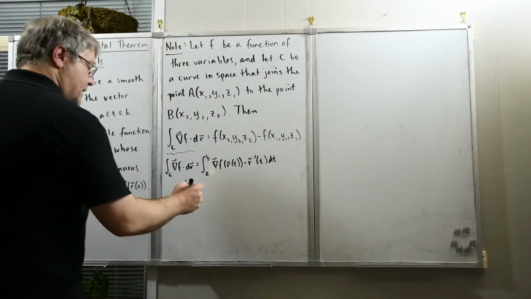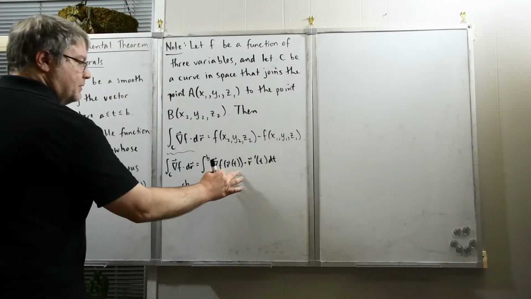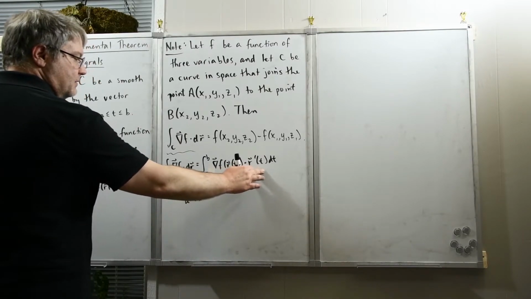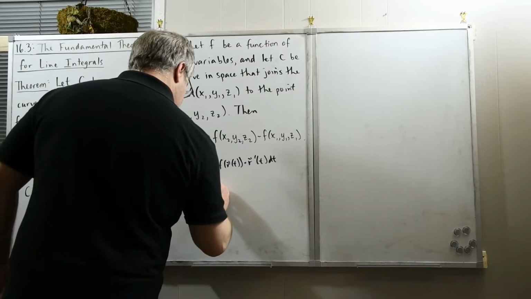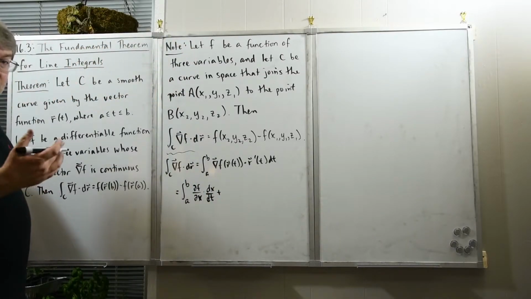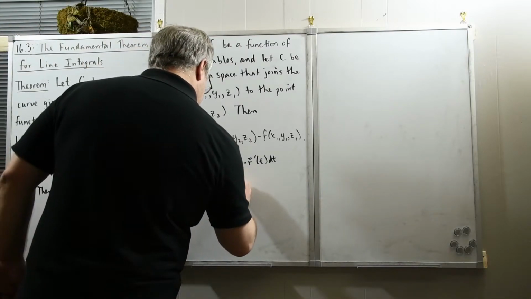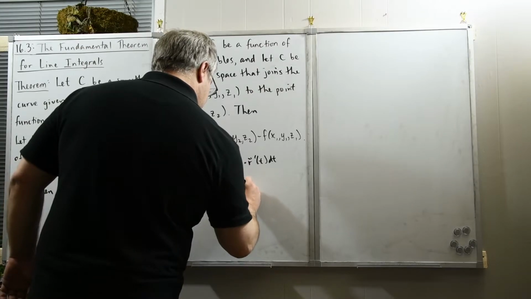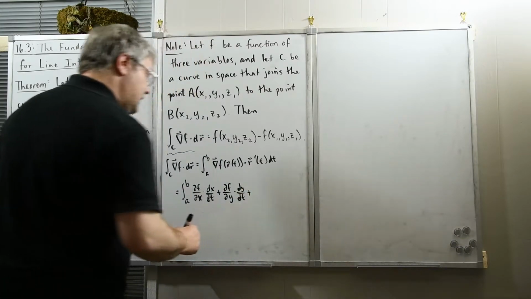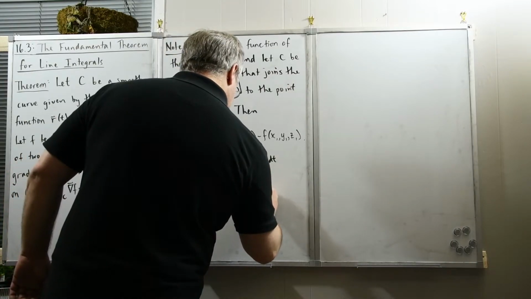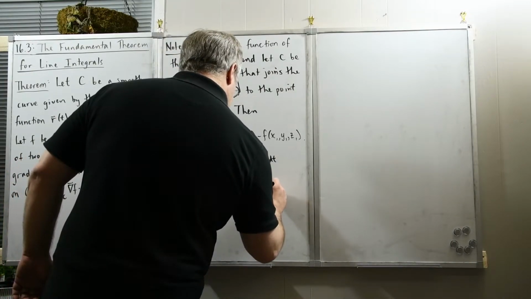Now if we take a look at multiplying the first components together, partial f with respect to x from here, derivative of x with respect to t from here. Then you add the product of the second components, so you're adding partial f with respect to y times derivative of y with respect to t. Then you'll add the product of the third components, which will be partial f with respect to z times derivative of z with respect to t.